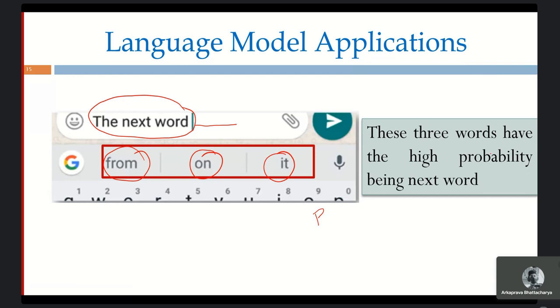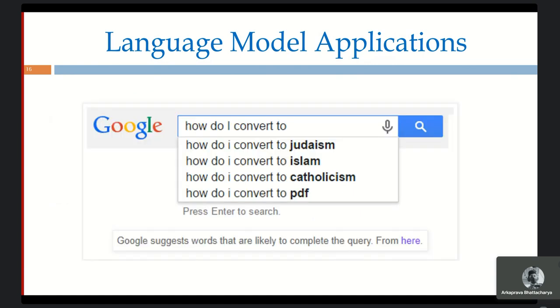So these three words have the higher probability for being the next word for the given words. So you can say internally for each word in its vocabulary, the language model computes the probability that it will be the next word, but you get to see only the top three most probable words. Another example you can see, how do I convert to? So now you can see there could be many suggestions with respect to the search which you have made and the higher probabilities assigned to the next words.